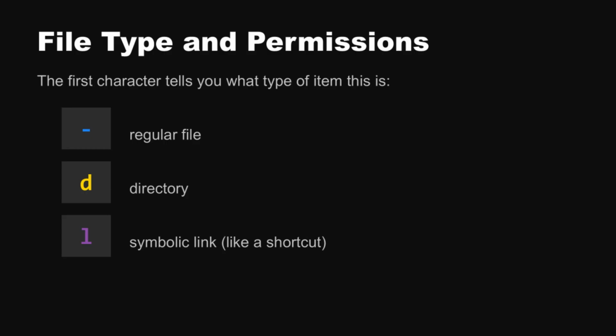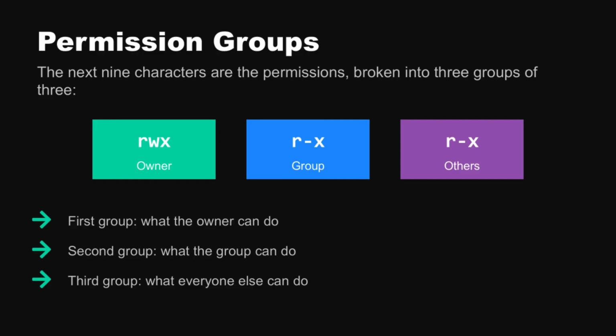File types and permissions. The first character could be a dash, meaning it's a regular file. D would mean it's a directory. L would mean it's a symbolic link, like a shortcut. The next 9 characters are the permissions.